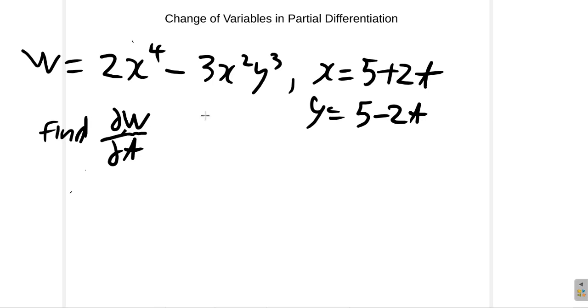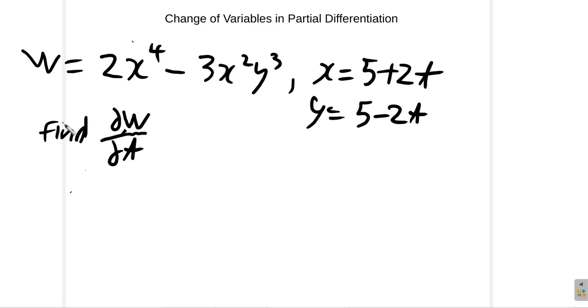here, w is equal to 2x to the 4th minus 3x squared y cubed. x and y are themselves functions of t. x is 5 plus 2t and y is 5 minus 2t. We're supposed to find ∂w/∂t.